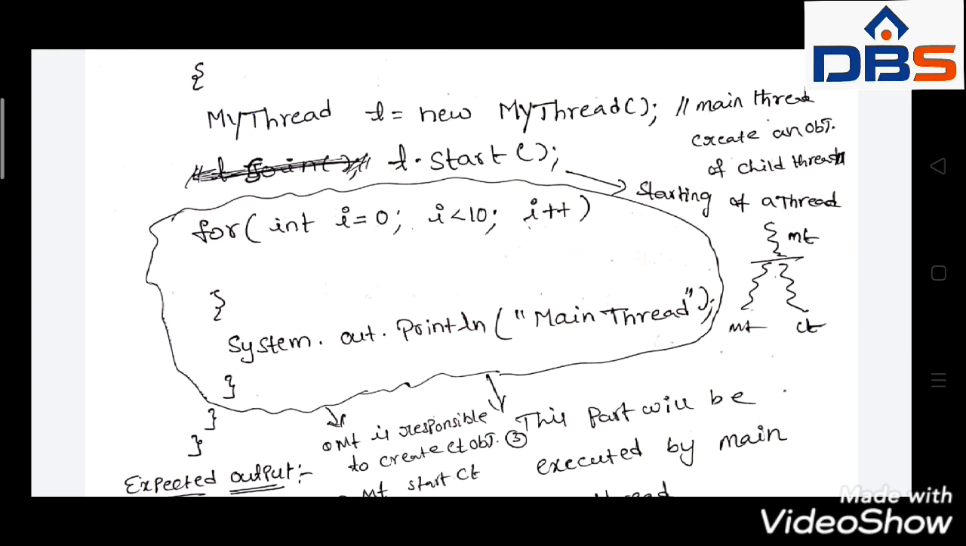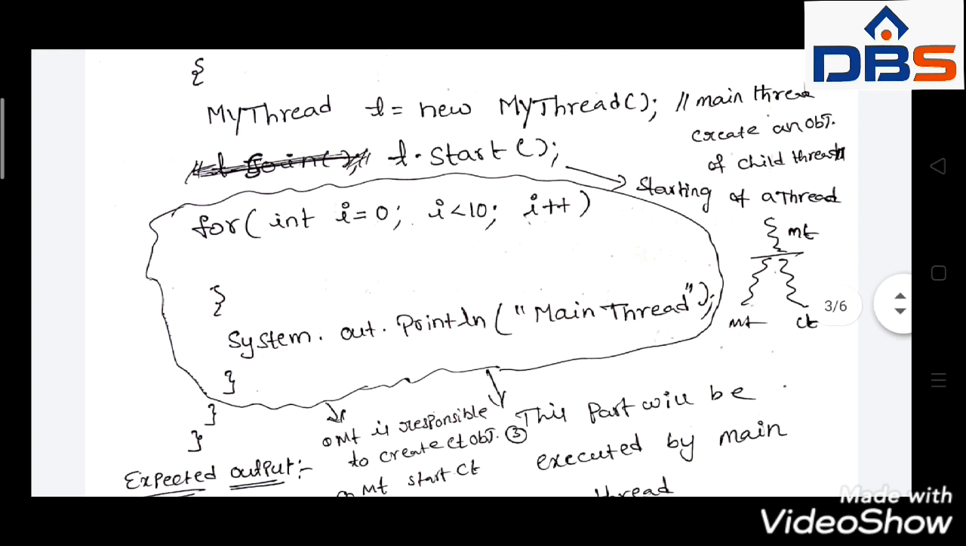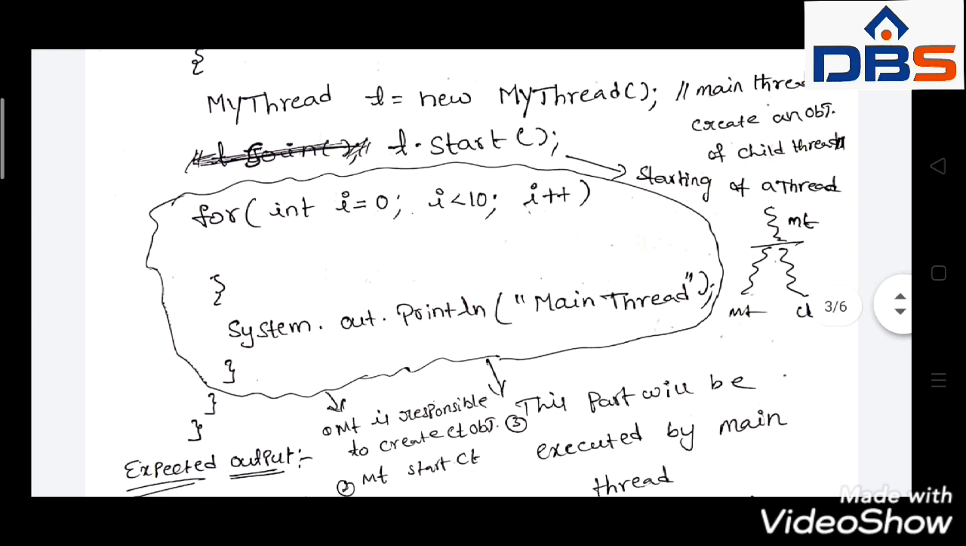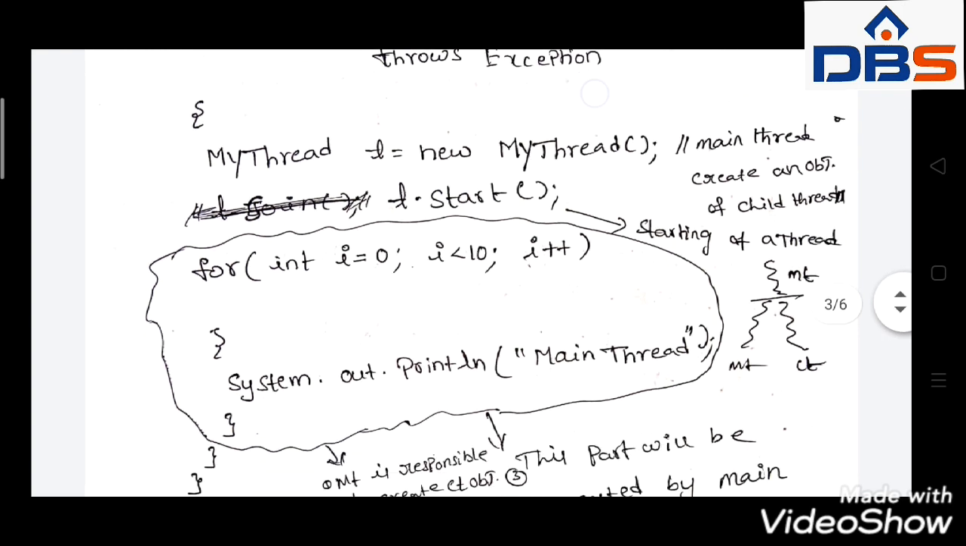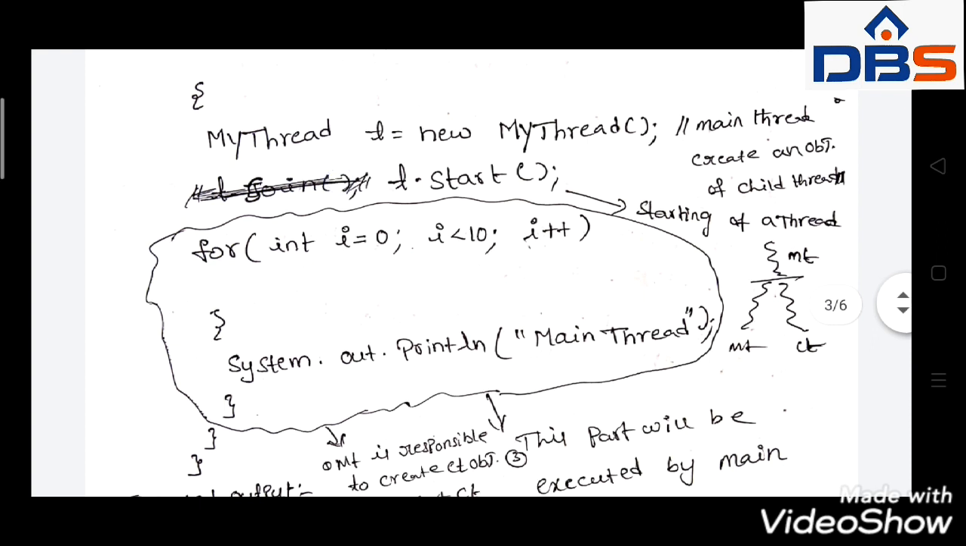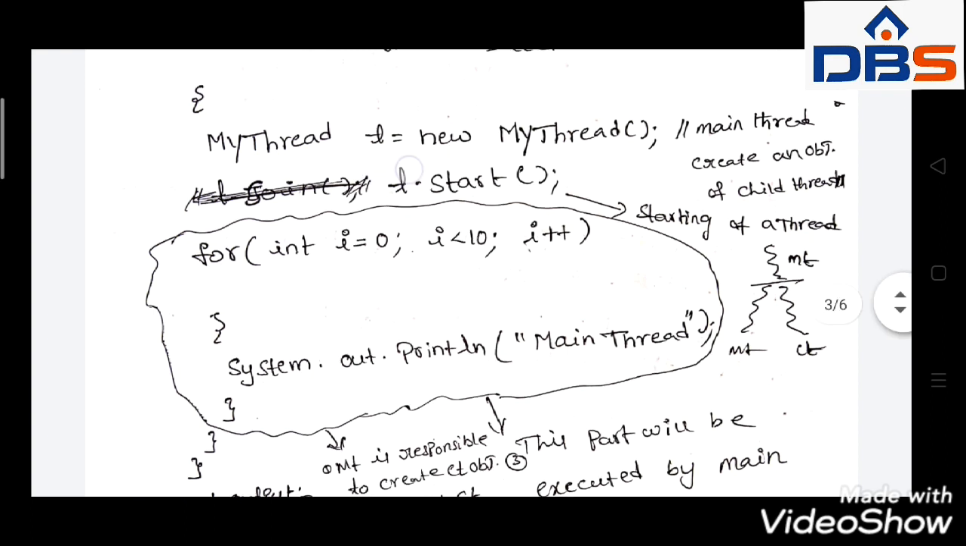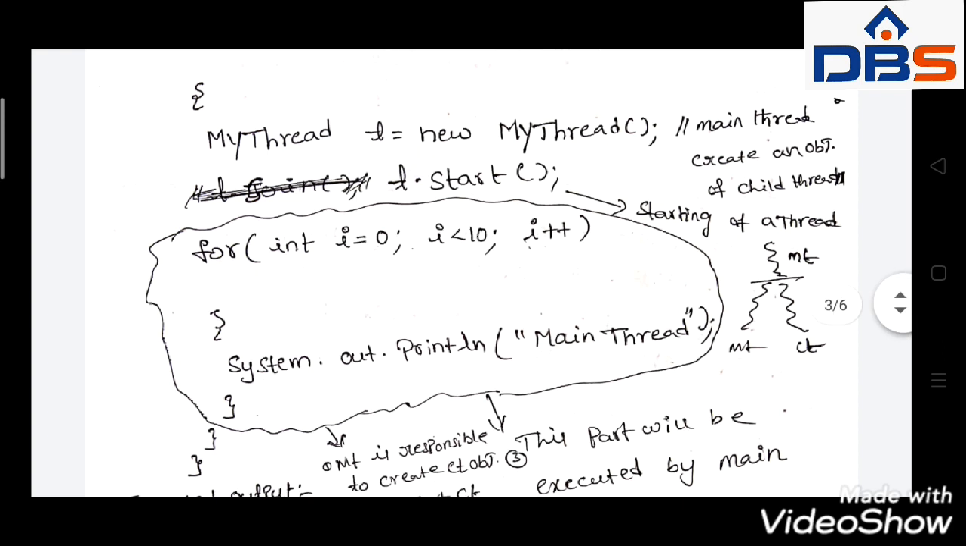Until this instruction, how many threads are created? Only one thread is created, that is the main thread. When you start the main method, we are creating only one thread, the main thread. In the main thread, we are creating the object of the child thread. Creating the object of the child thread is not considered a second thread.